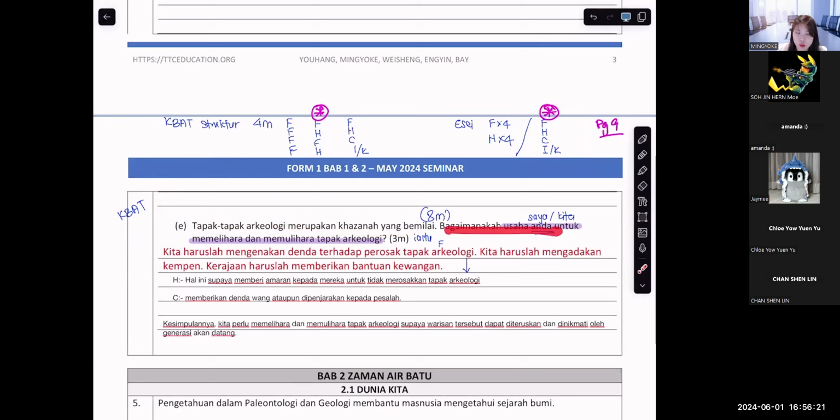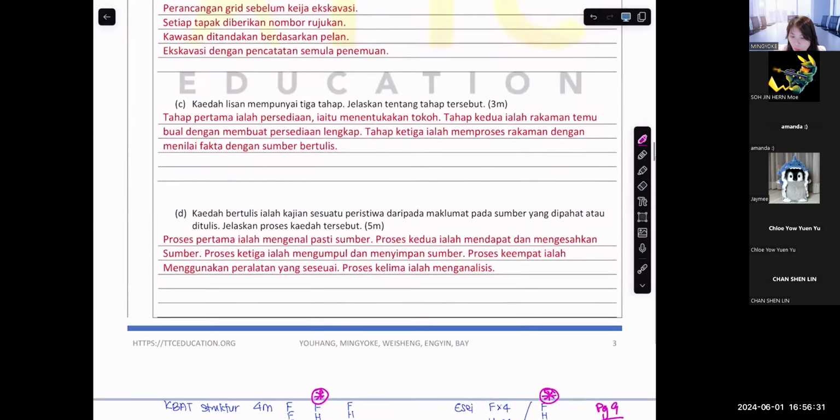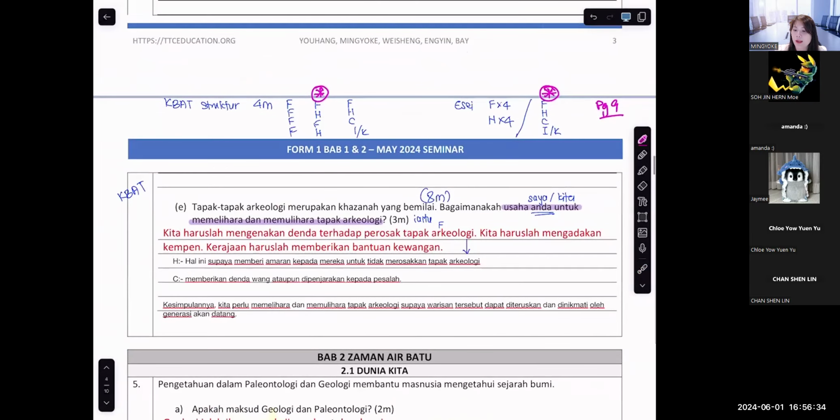Example, guys, according to our KBAT: tapak arkeologi merupakan khazanah yang bernilai. How do our efforts protect it? You see, you need to write again. In your exam paper, if it's essay, you need to write, for example, number 4, 4E. Actually, in the exam, no E one. Maximum until D or C only. No E. Don't have. Tak ada. Usually until C only. Teacher, are you evil? Yes, I'm evil if I want to be evil. Ha ha ha.